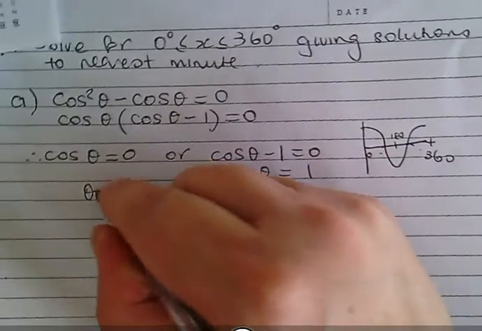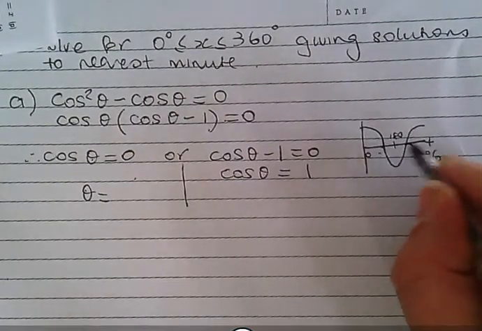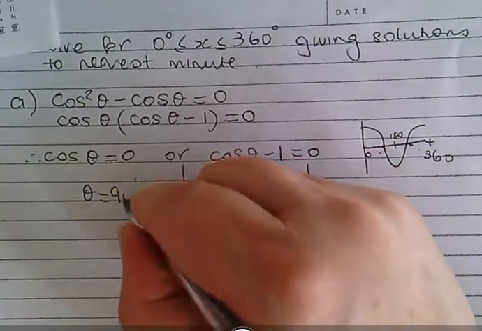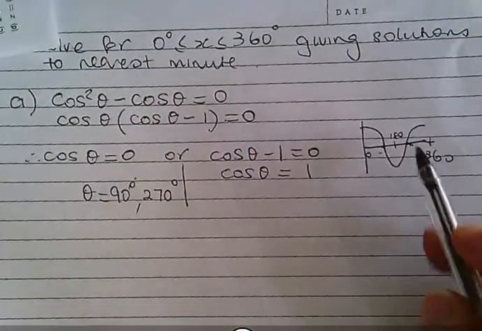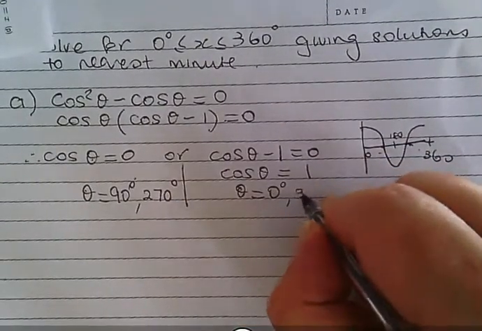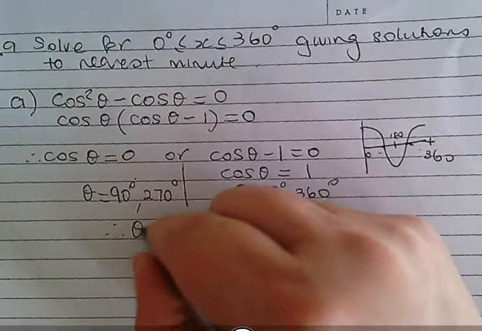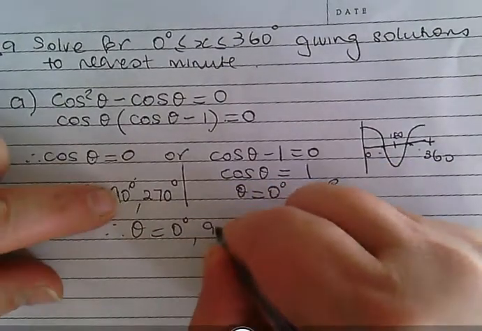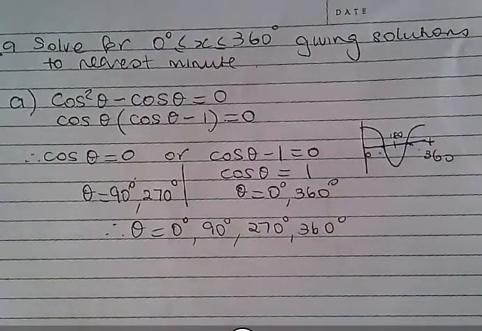So, what are the solutions? For this one, the solution is, where does cos theta equal 0? At 90, can you see it? And 270. And where does cos theta equal 1? At 0 and 360. So with this type, if you've got two terms, there's a common factor, you need to factorize. So therefore your solution is 0, 90, 270 and 360. That's your solution.